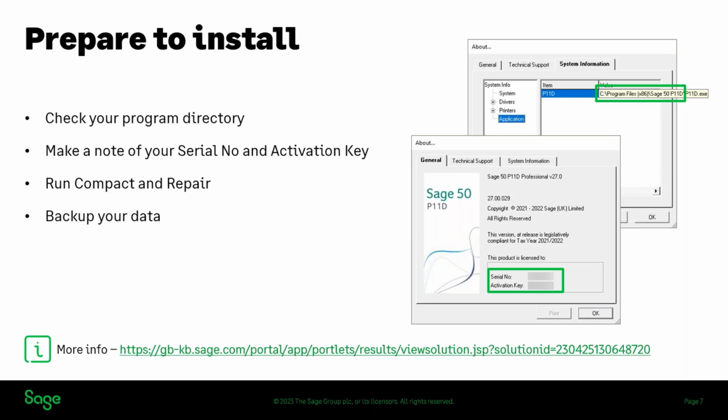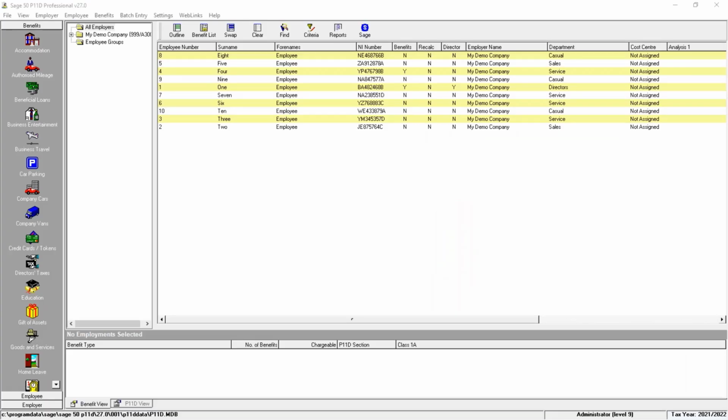And I'm going to run you through these steps, or some of these steps, in a quick demo. So I'm just going to bring the slides down, and you'll see right now that I am logged into my version 27 of P11D. And first of all, I'm going to show you where you can find your serial number and activation key, and also check your program directory.